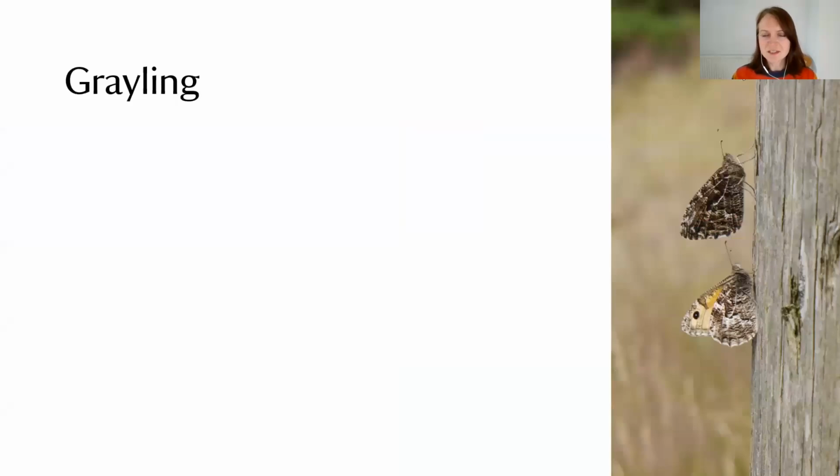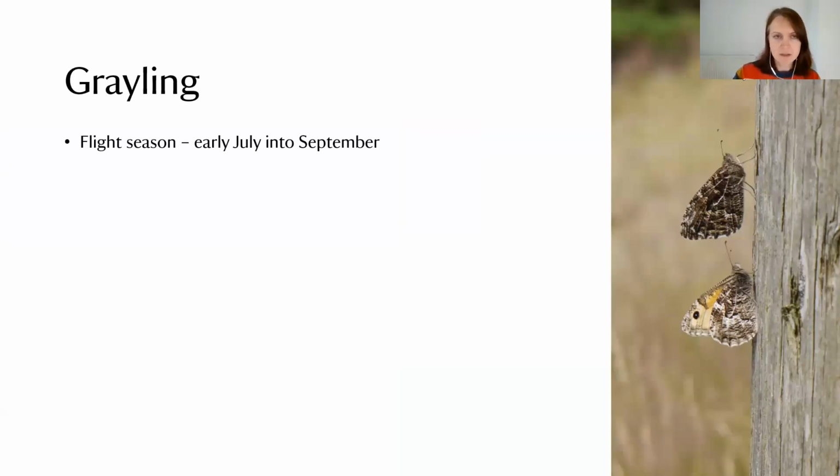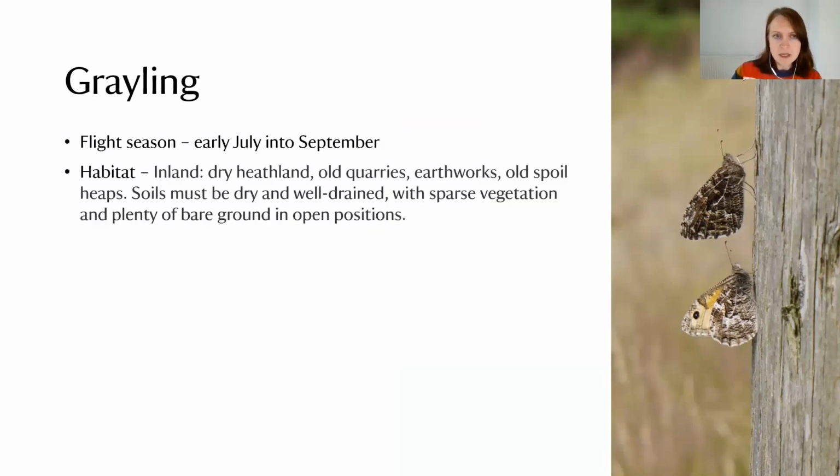Okay, so moving on to the third one, grayling. So we're moving away from fritillaries now, so no more big bright orange butterflies. So grayling is a bit later, emerging in early July, but carrying on right into September. And again, a different sort of habitat. So dry heathland, quarries, earthworks, spoil heaps, kind of post-industrial landscape is really typical for this species.